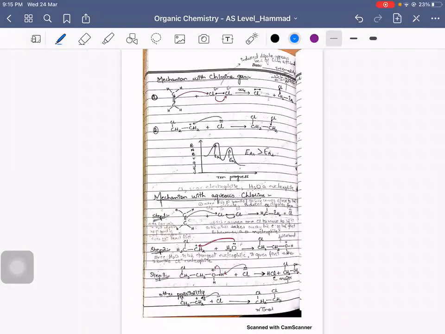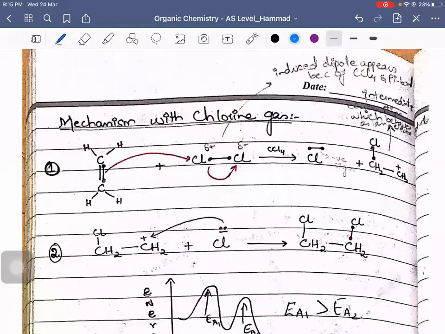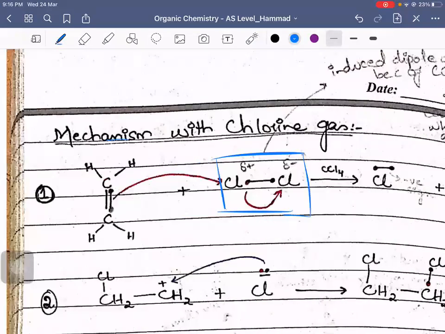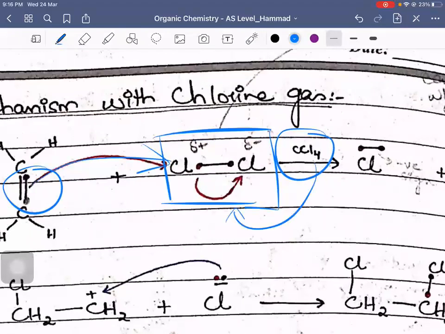Moving forward, let's say I have the mechanism with chlorine gas. Chlorine is Cl2. It is a non-polar compound. If I'm bringing an alkene closer to it, I mentioned that the double bond is electron rich and therefore will attract the electron deficient chlorine, right? Please understand that CCl4 is a solvent in here. CCl4 is used to induce polarity between the chlorine molecules because chlorine is non-polar, meaning to say it has no poles present.